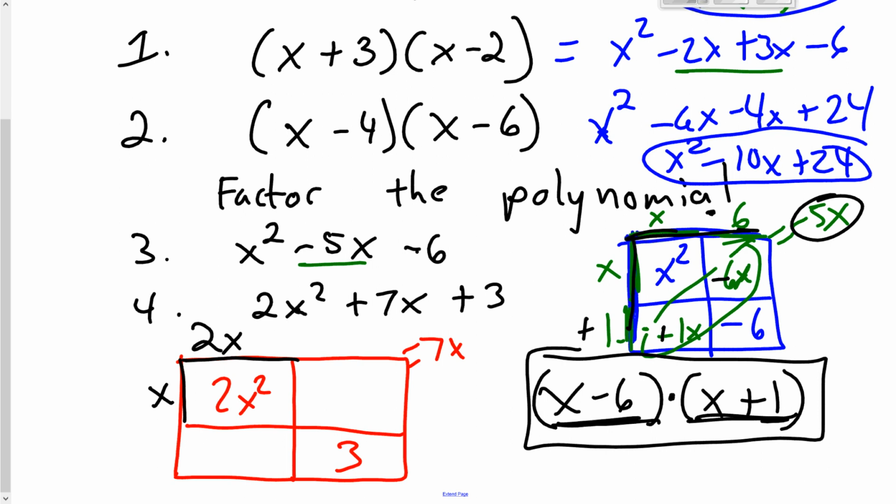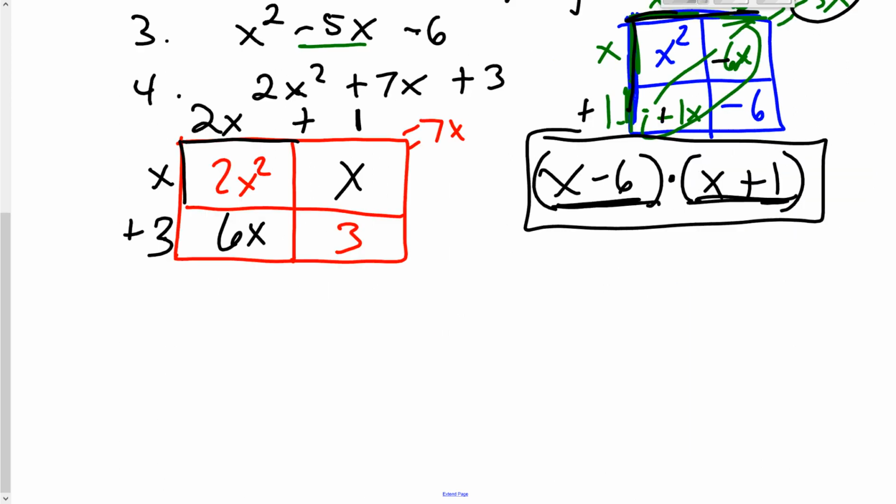Now how do I get 3? Well, 3 can go on top or it can go on the side. Let's put this one on the side. And then if I put 3 on the side, that means 1 goes on top because 1 times 3 is 3. Excuse me. So now we can figure out this and see if it gets to 7x. Well, 2x times 3 is 6x, and x times 1 is x. And these add up, well, 6x plus x is 7x. So that was a positive 1 and a positive 3.